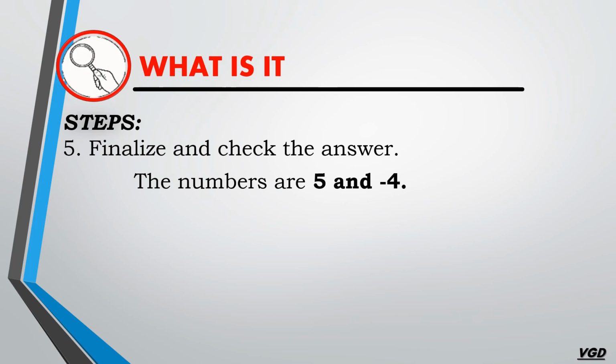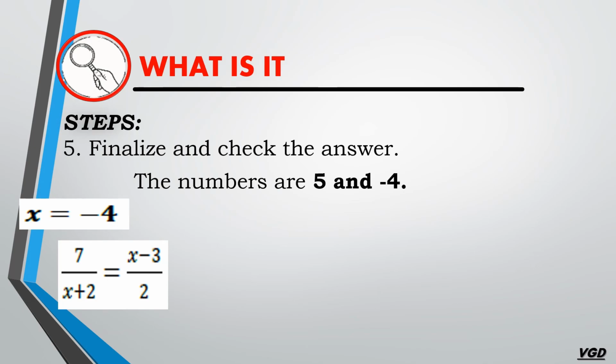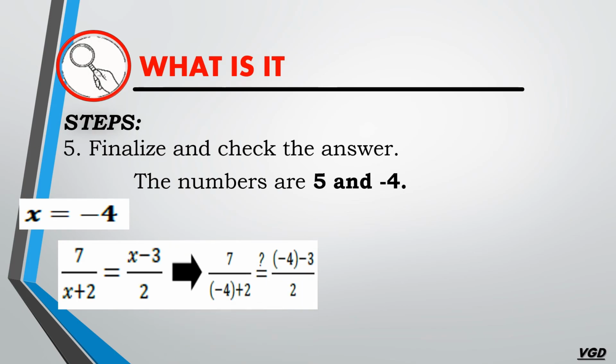So we're done checking x is equal to 5. Now let's proceed to checking if the value of the other number, negative 4, is correct. So x is equal to negative 4. Let's base it on our original equation: 7 over x plus 2 is equal to x minus 3 over 2. We just have to substitute the value of x this time, which is negative 4. So the substituted equation is 7 over negative 4 plus 2 is equal to negative 4 minus 3 over 2.